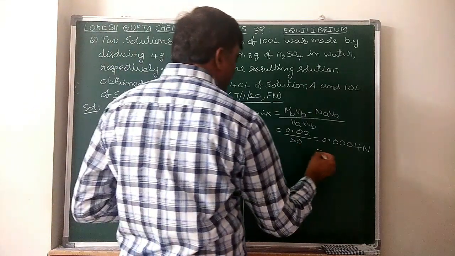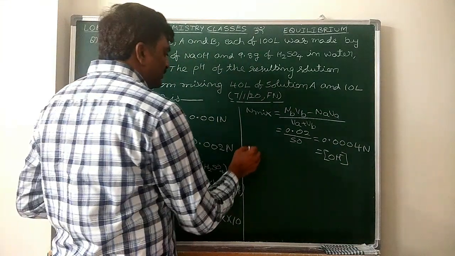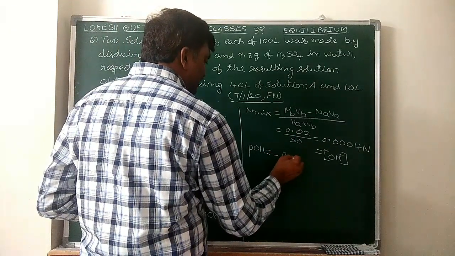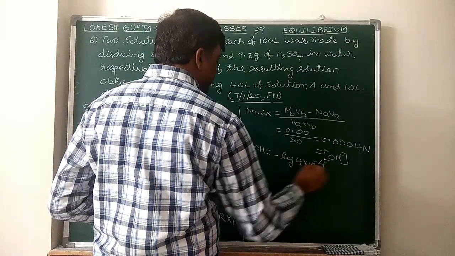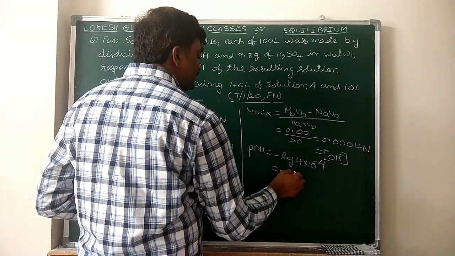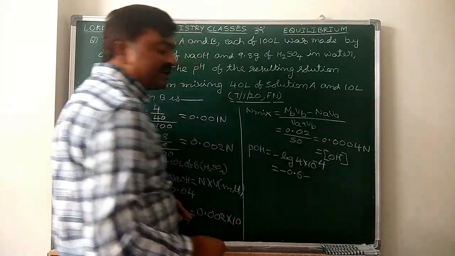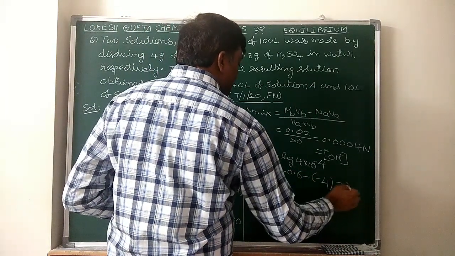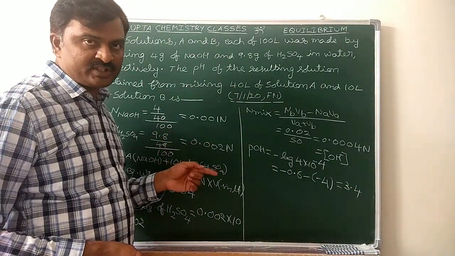So this will be equal to the molar concentration of OH minus. Now, since it is basic, first calculate pOH, which is minus log of the molar concentration of OH minus, 4 into 10 to the power minus 4. This equals minus log 4 minus log 10 to the power minus 4, that is minus 0.6021, take it as 0.6, plus 4. So this will be equal to 3.4. It is the pOH. The resulting mixture is basic, so pOH.